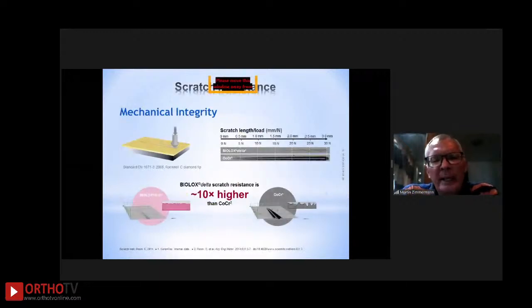Actually, it's very easy to see the difference in the mechanical integrity of the surface of the material. You can use a diamond indentation and make a test just to see the scratch resistance. You can see the Biolox Delta on top. It is a diamond which moves on the surface of the material. And you can see that the scratch only appears at about 50 Newton or 1.5 millimeter displacement. With cobalt chrome, already at half a millimeter, you have the appearance of the scratch. So I think this is something which is well known from your side. We have with Biolox Delta 10 times higher scratch resistance than cobalt chrome.